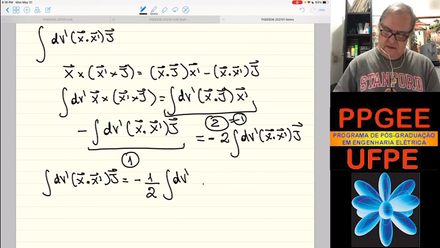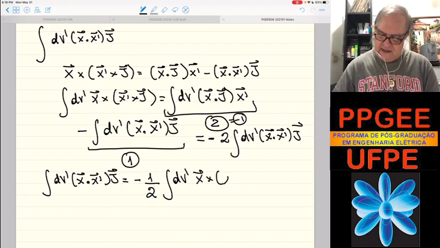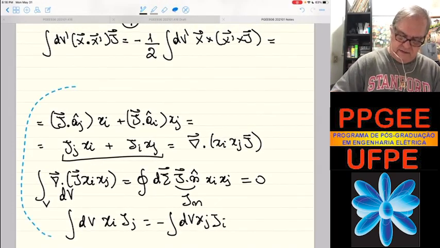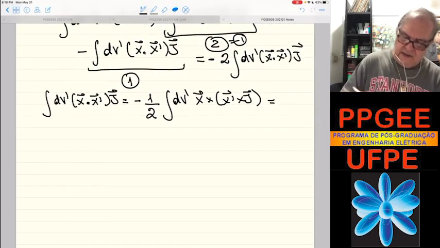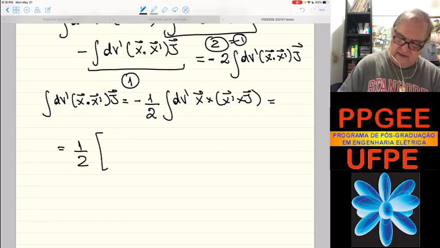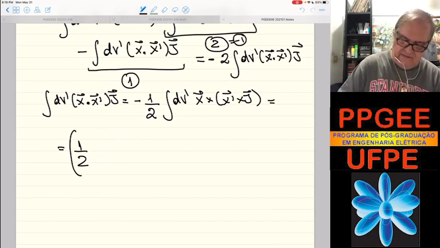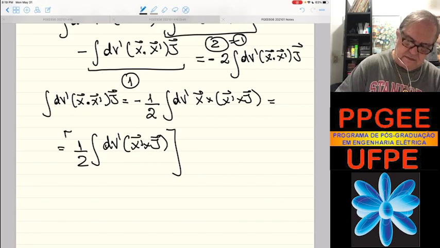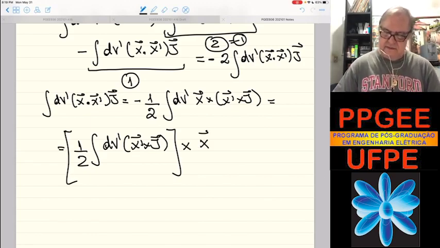Yeah, it's correct. Let me just erase it here. Equals minus half the integral of x cross x prime cross j, or if you want, let me erase this part here. So equals 1/2 of the integral of dv prime, equals 1/2 the integral of x prime cross j cross product with jx. Okay?